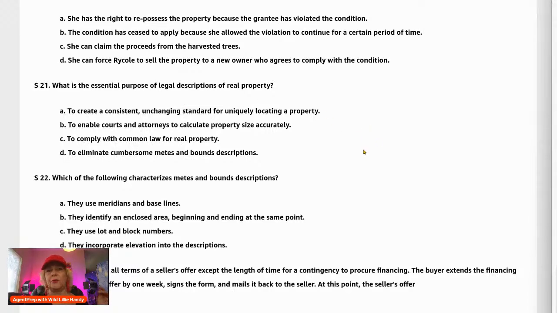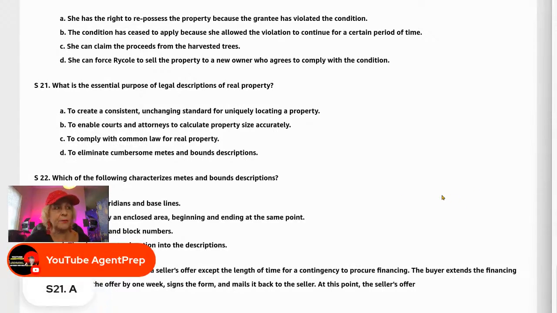It can say a certain subdivision, lot 20, block 9. So it's that particular spot on a planning map, a plat map. It's not to accommodate courts and attorneys. It accommodates everyone that is able to find that piece of property.